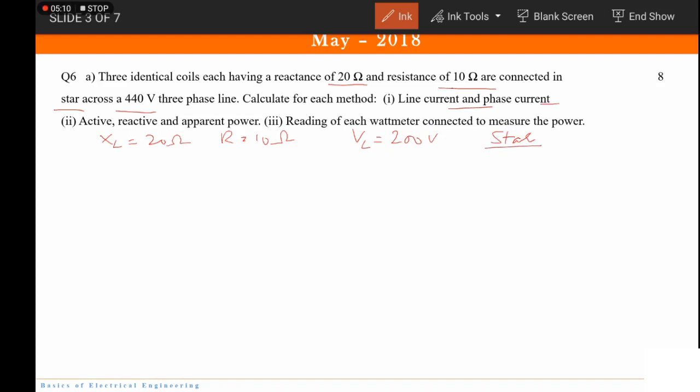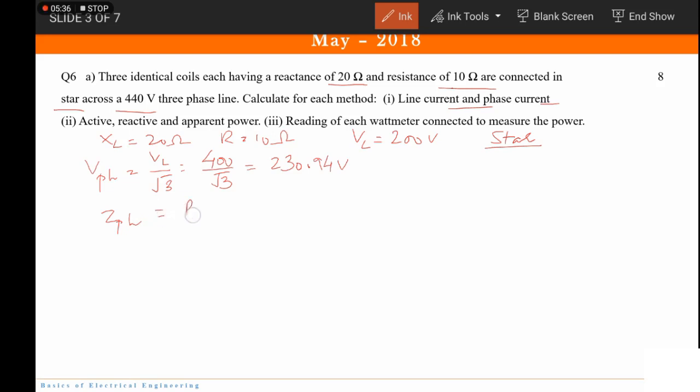Fine. So in star connection we have just seen that phase voltage is equal to line voltage upon root 3. So that becomes 400 by root 3. That comes out to be 230.94. Now let us calculate ZPH.